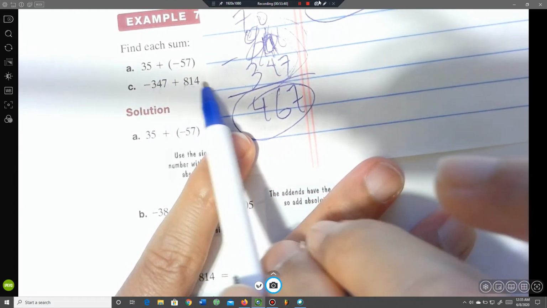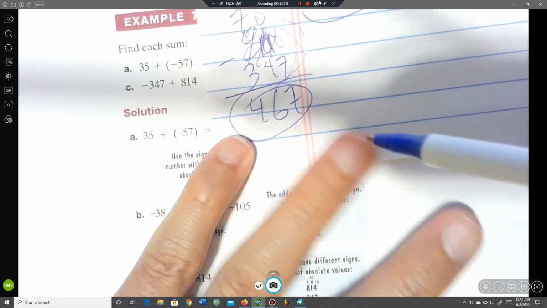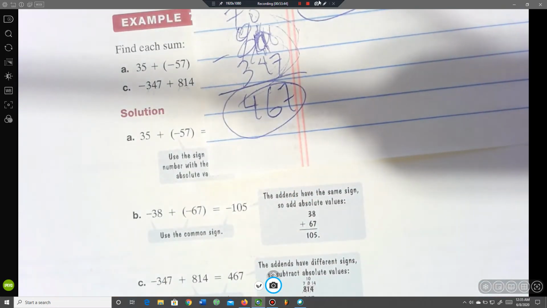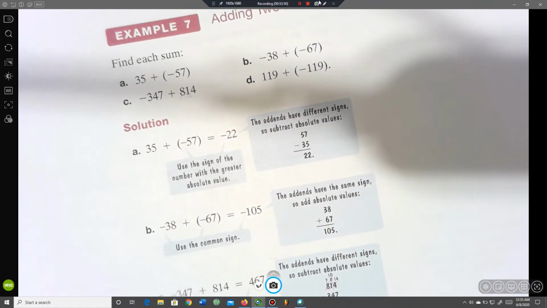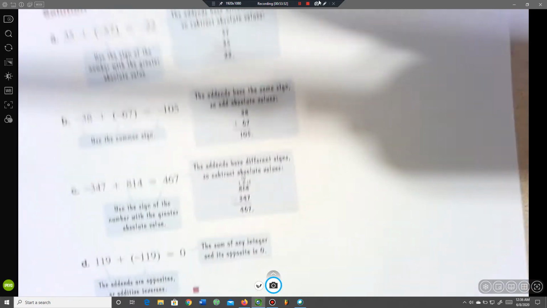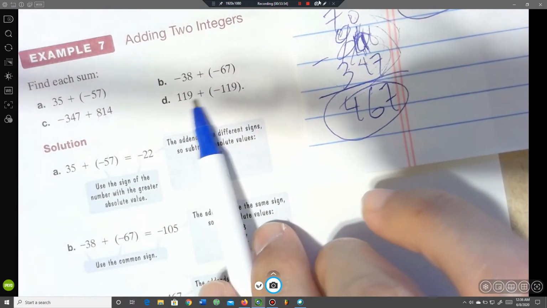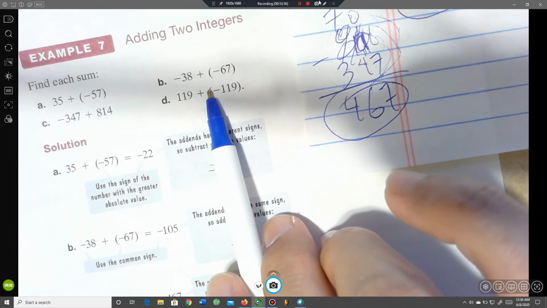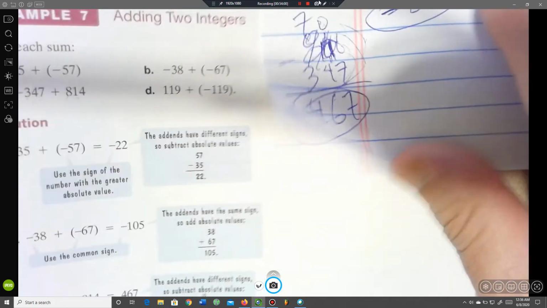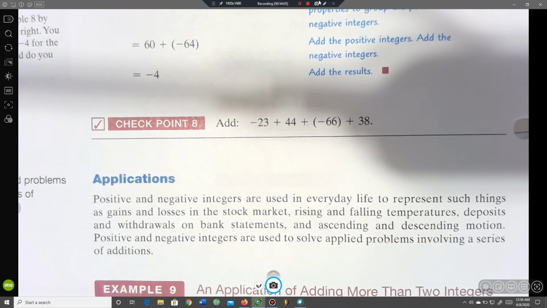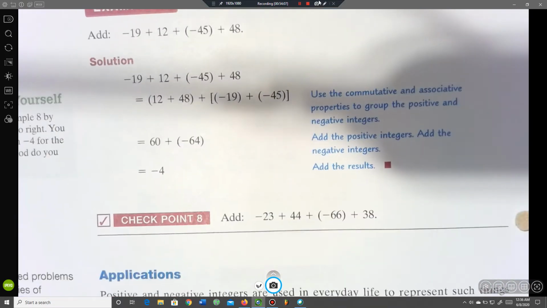So this kind of problem, go ahead and write them down and answer them by hand. Okay. All right. And here I have 119. Change your signs to a negative 119. That becomes 0. All right. Let's move on, adding more than one integer.